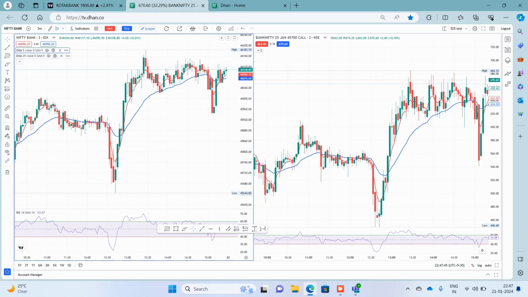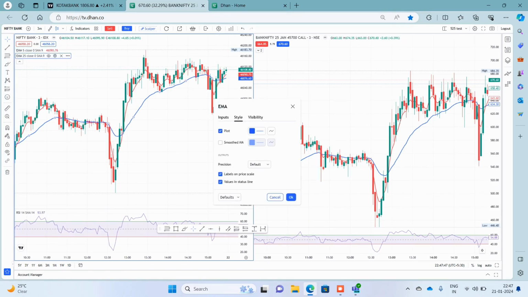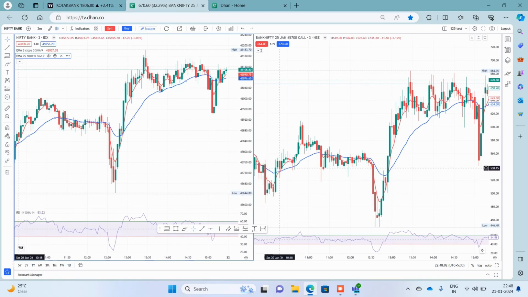And the other EMA, the input length is 25, source is close. Nothing you have to change apart from this length and source. By default you will get 9. Here you need to change it to 25, and color you can choose as per your preference.